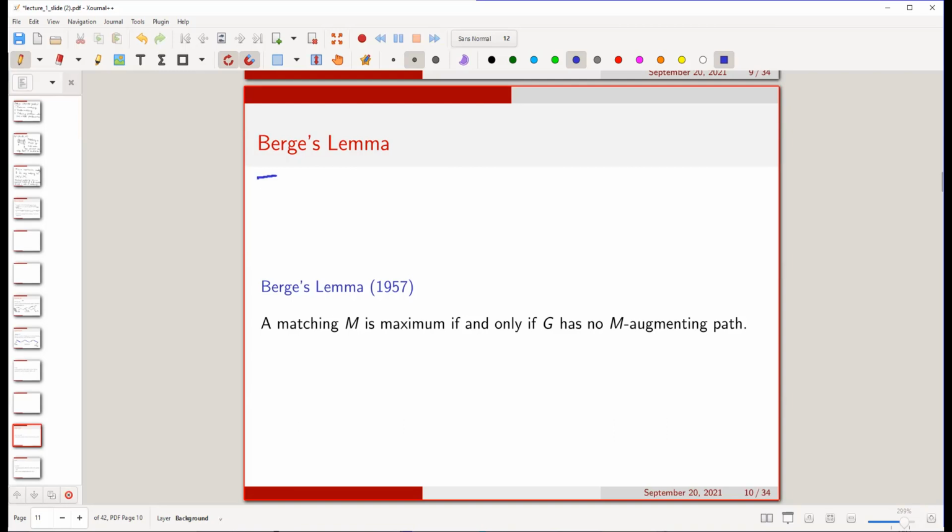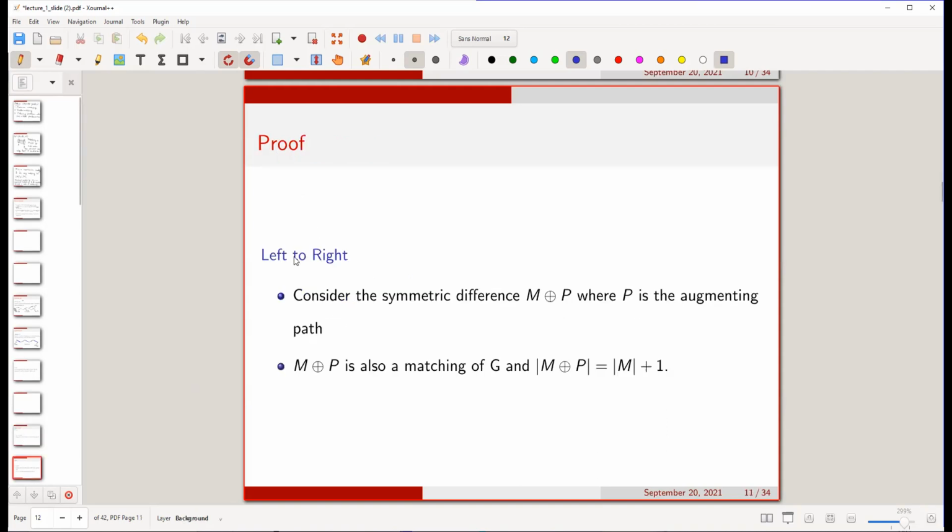If G has an augmenting path, suppose P is the augmenting path, then we have just seen that we can change the edges in P. We can unmatch the edges that are currently matched in P, and we can match the edges that are not in M, and we can get a matching of bigger size.